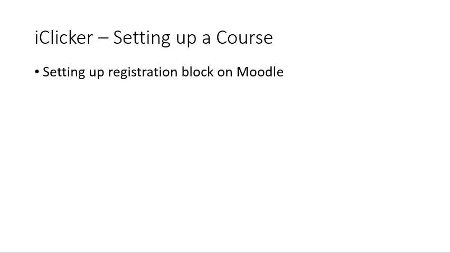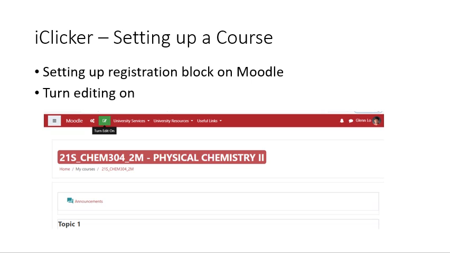The easiest way to register students' remotes is through Moodle. You must first set up a registration block on your Moodle course site. Go to your Moodle course site and turn editing on. As of 2021 at Nicholls, this is how the landing page for the Moodle course site looks. And this is the button that you click on to turn editing on.